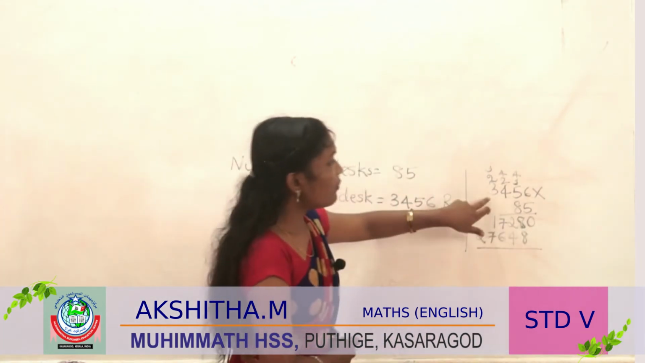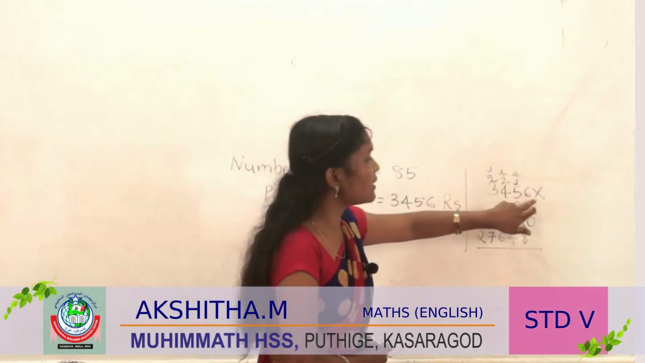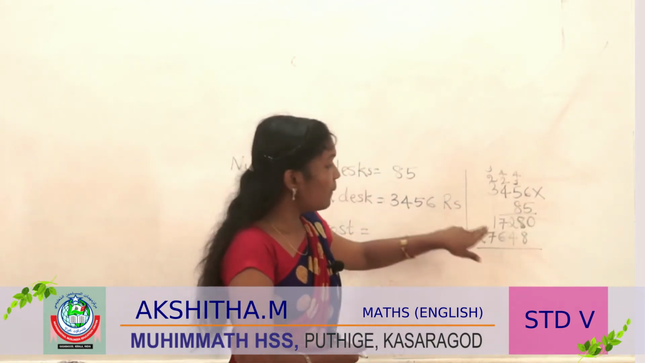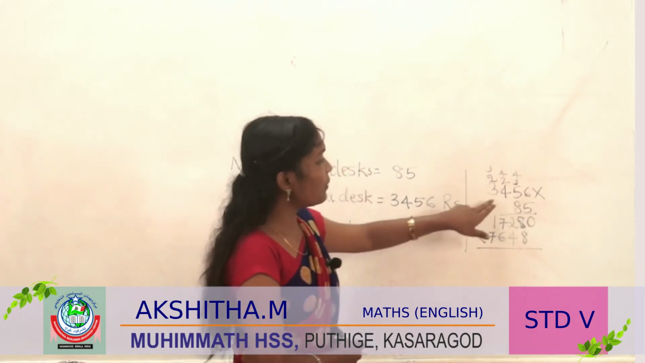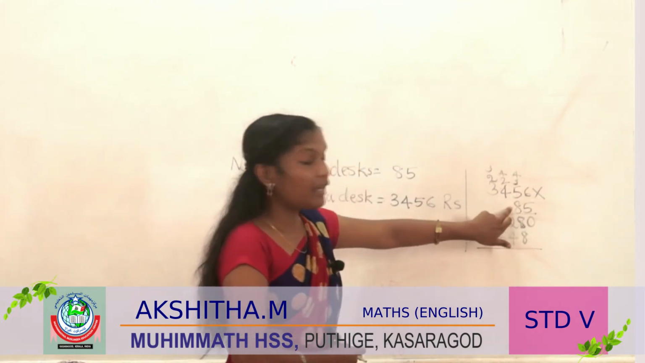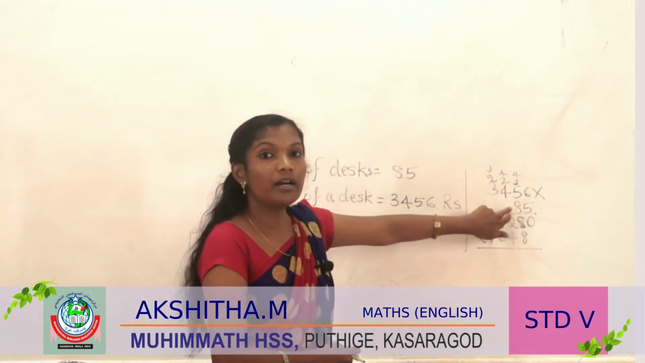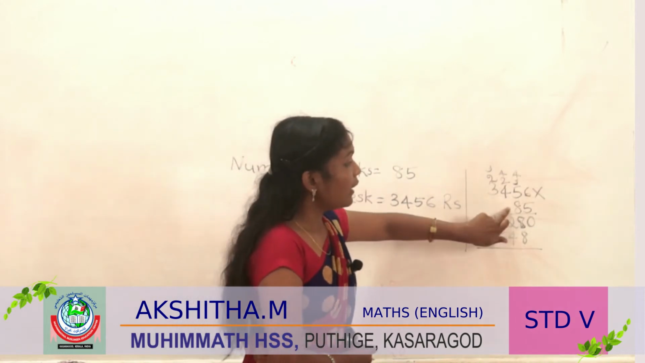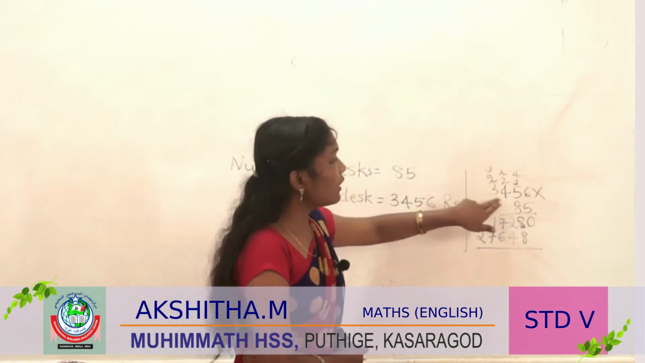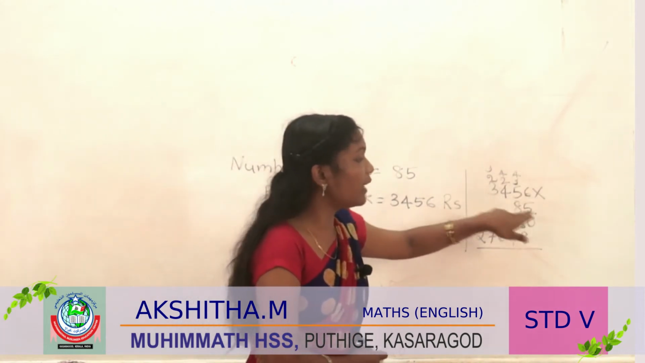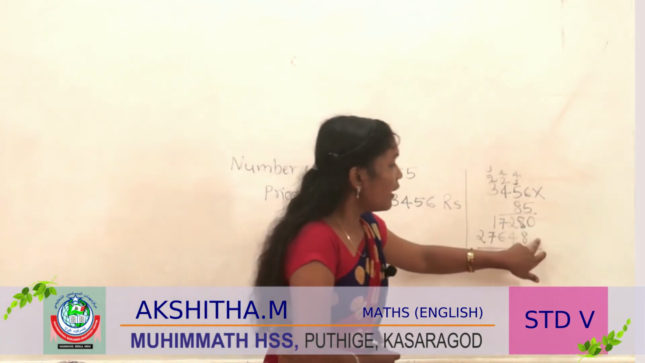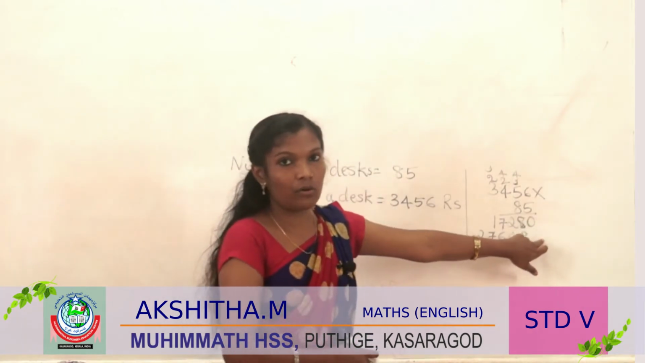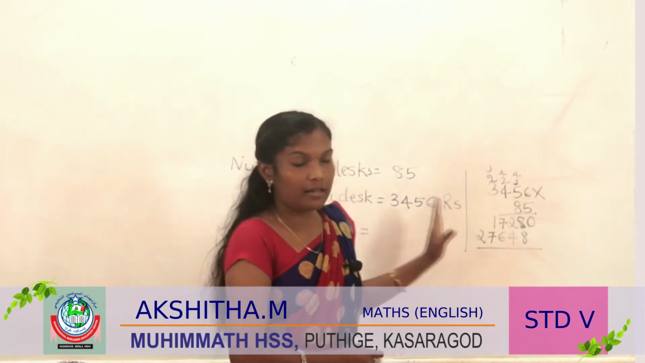Here first, 3456 into 5 is 17,280. Next we multiplied by 8. Here 8 is in the place of tens, so it is 80. So 3456 into 80 is 2,76,480. No need to write the 0 here. If you want, you can write that.